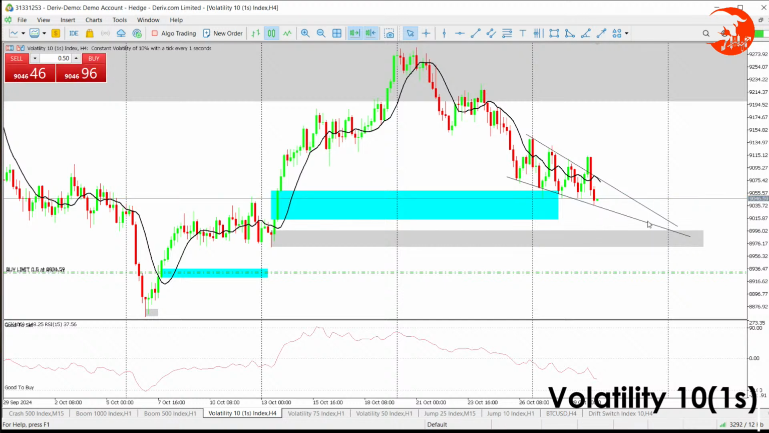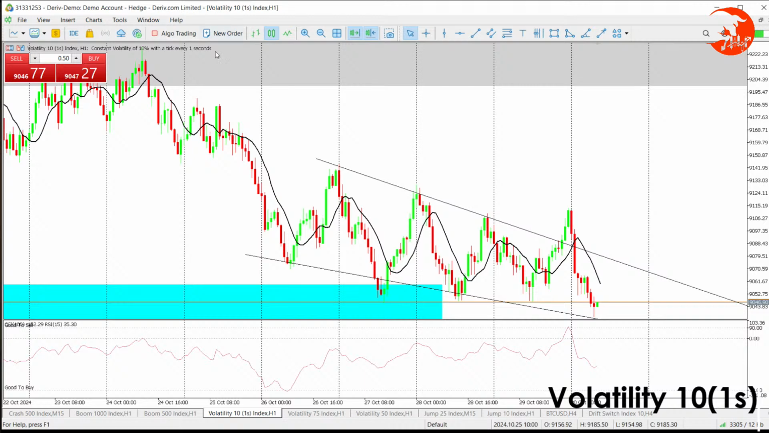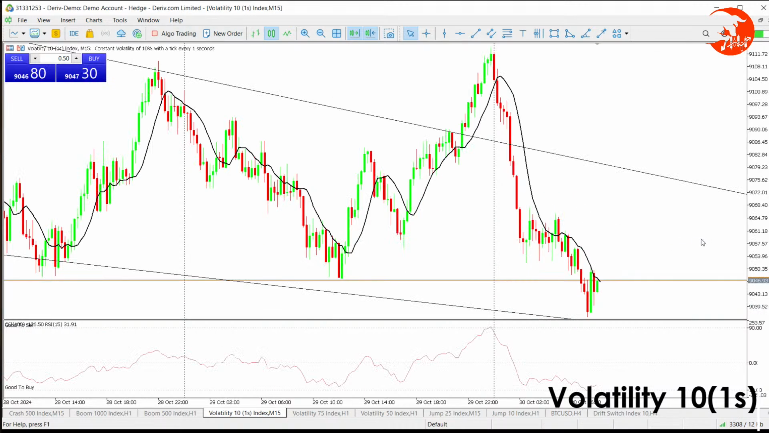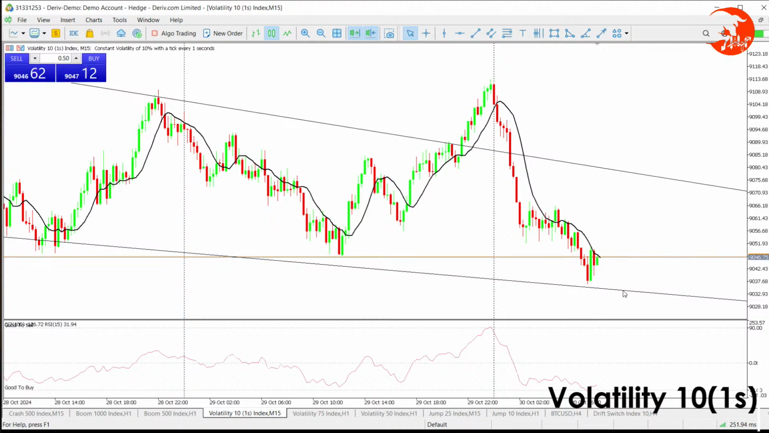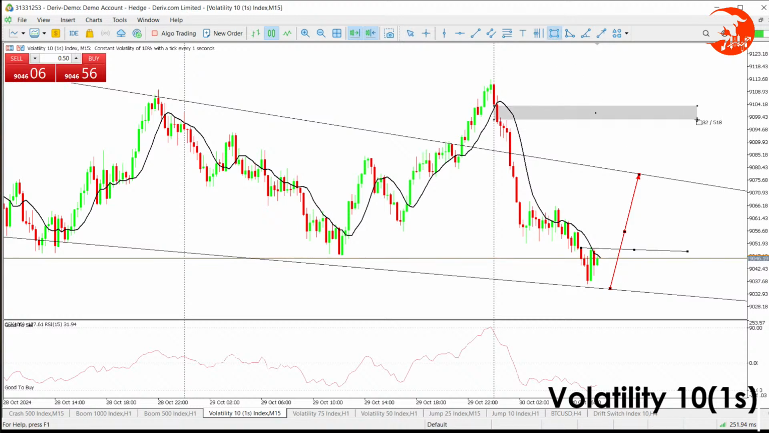I will wait for it to continue consolidating for this long. Let me check. Probably in M15 I may get an entry. M15, yes, I will have an entry, but this is the only movement I'm looking for, not exceeding that, although we may see it even come to that level there.